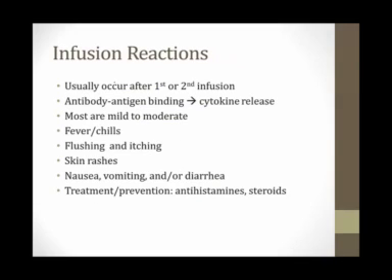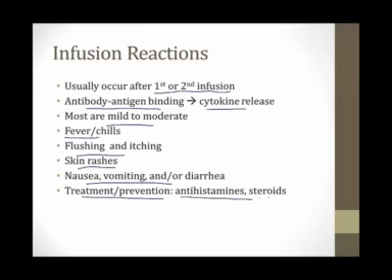Many of the monoclonal antibodies can lead to what's known as infusion reactions. These usually occur after the first or second infusion. As the antibodies bind antigens, this leads to cytokine release, and that leads to symptoms. Most of the symptoms of infusion reactions are mild to moderate. They can include things like fever and chills, flushing and itching, or skin rashes. Sometimes they include GI symptoms like nausea, vomiting, or diarrhea. And in certain cases, especially with some of the antibodies that are known to cause more severe infusion reactions, treatment or prevention can be done with antihistamine drugs or steroids.